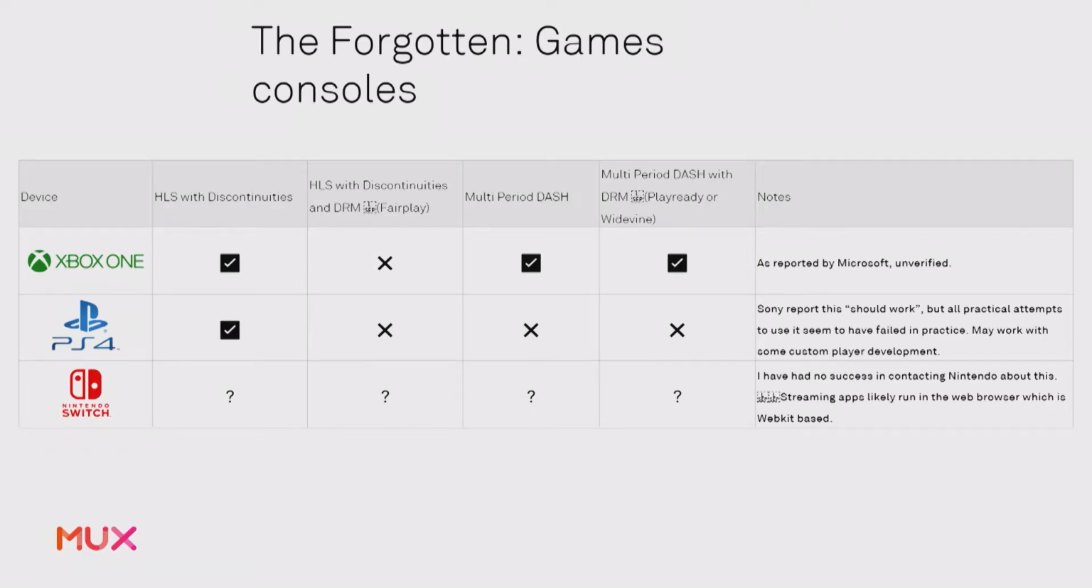Then there's what I call the forgotten devices of the living room. People tend to forget that they have games consoles that are real options to deliver streaming experiences to. So Xbox One is actually pretty good. It will do multiperiod DASH, it'll do HLS discontinuities, it actually works pretty well. DRM works, PlayReady works well. PS4, I repeatedly get told that this is totally doable. I'm yet to see it practically meaningfully working without spending a huge amount of money on building your own players. So I say that's a no, in the nicest way. And Nintendo are refusing to return my emails still.